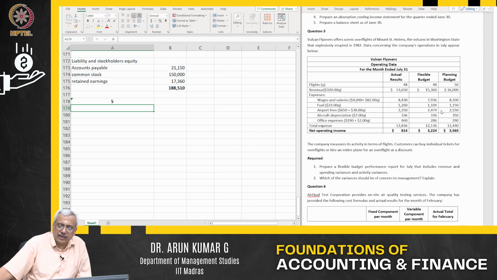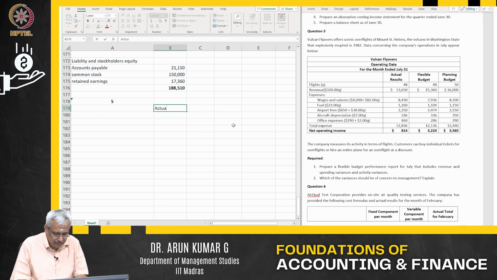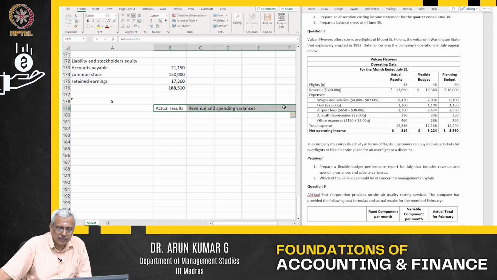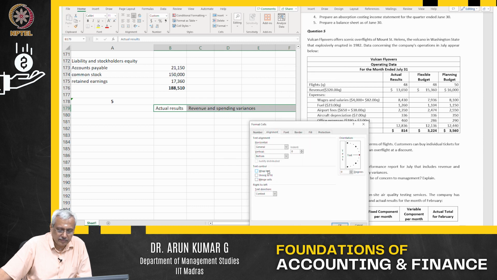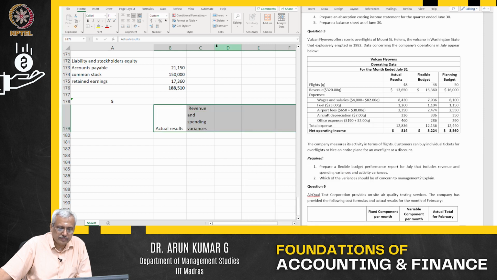Actual, flexible and planned, all the three figures again out here. Let's look at the actual results, then revenue and spending variances.